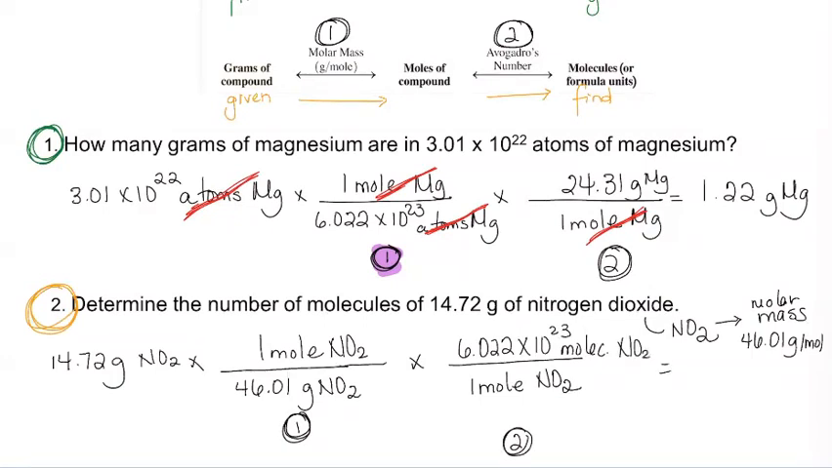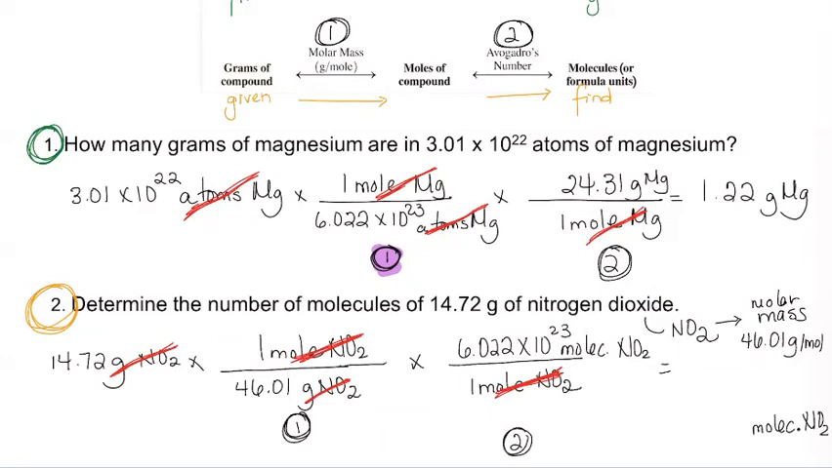When it comes to the cancellation of units, grams of NO2 cancel with grams of NO2, moles of NO2 with moles of NO2. So overall, our final answer is going to be in molecules. Remember that my shorthand for molecules is MOLEC.